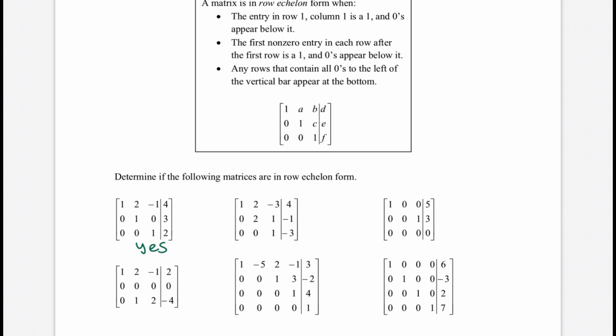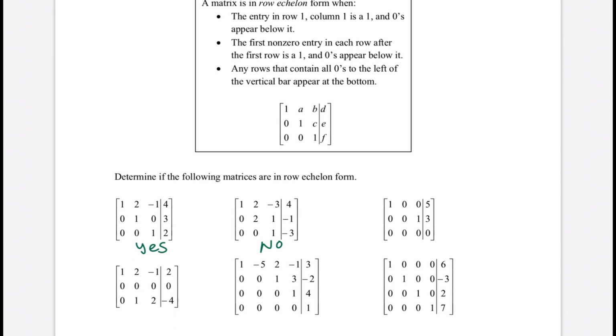Okay, the second one, it has a 1 with all zeros below it, but in the second row, the first non-zero entry is a 2. So this is not in row echelon form.